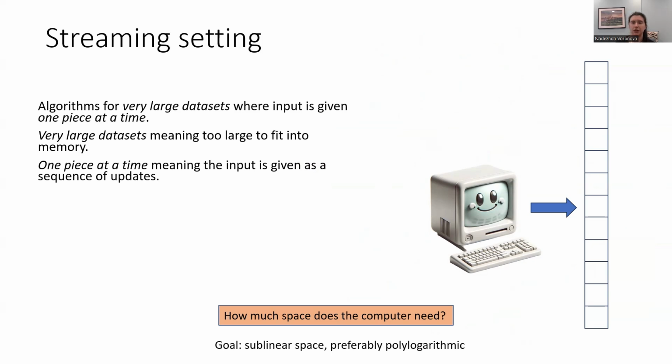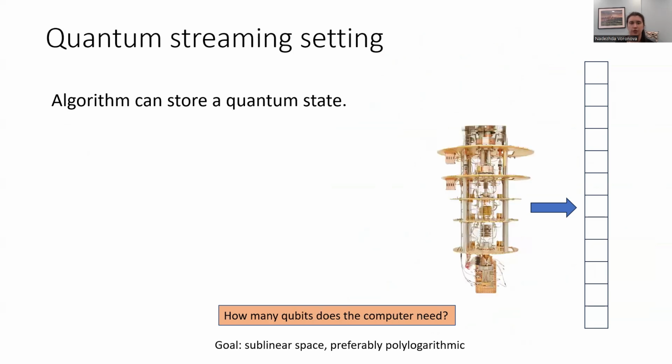The setting can be naturally generalized to the quantum streaming setting. In the quantum streaming setting, the device analyzing the stream is assumed to be a quantum computer. So the algorithm is allowed to store a quantum state, and our goal is to design algorithms that use small amount of memory. Quantum streaming setting allows us to prove an unconditional quantum advantage, since one can prove unconditional lower bounds in the classical setting.